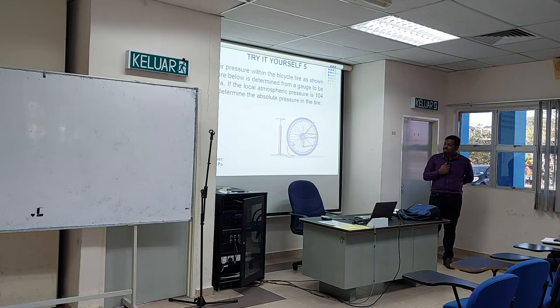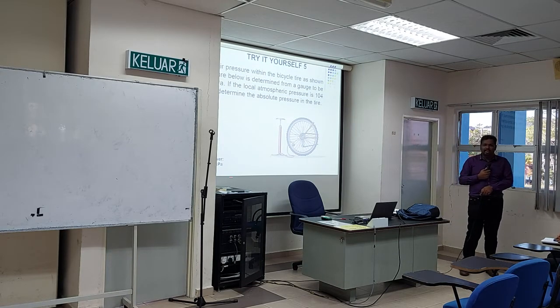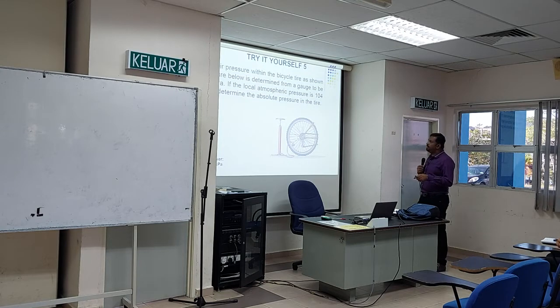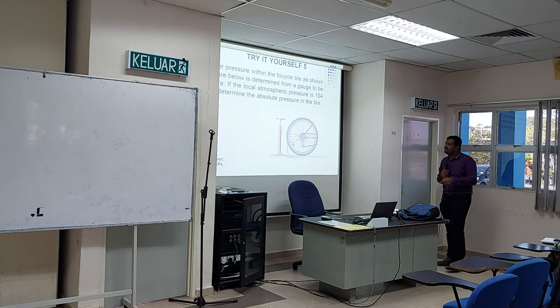Okay, so try this. So answer I dah bagilah, you tak perlu calculate. Tapi you cuba connect dengan apa yang you belajar. Okay, so the air pressure within a bicycle tire as shown in the figure below is determined by a gauge to be 70 kilopascal. So 70 kilopascal ni apa?